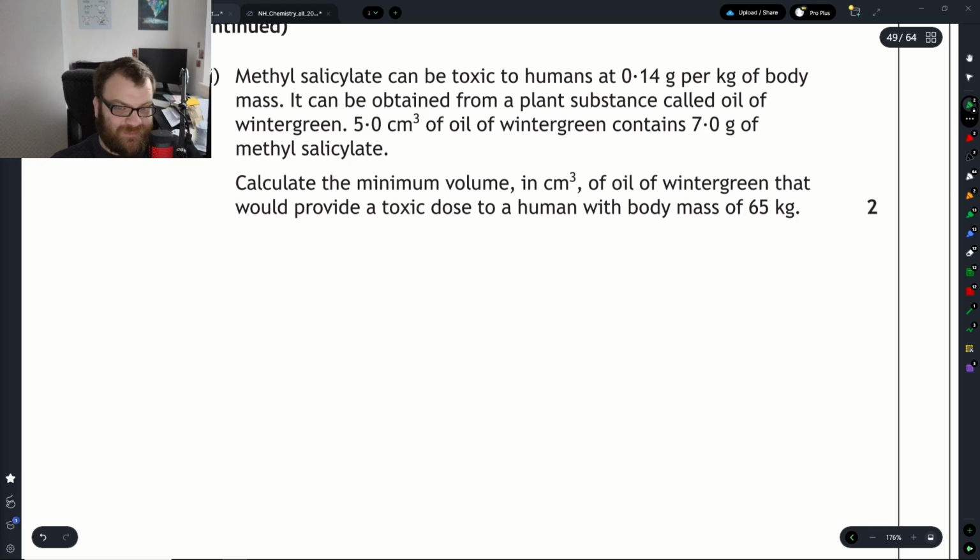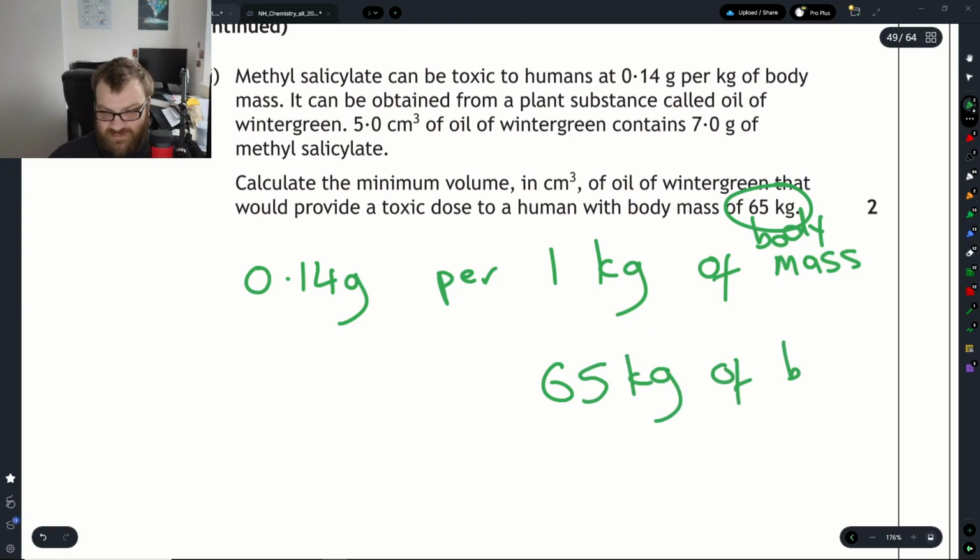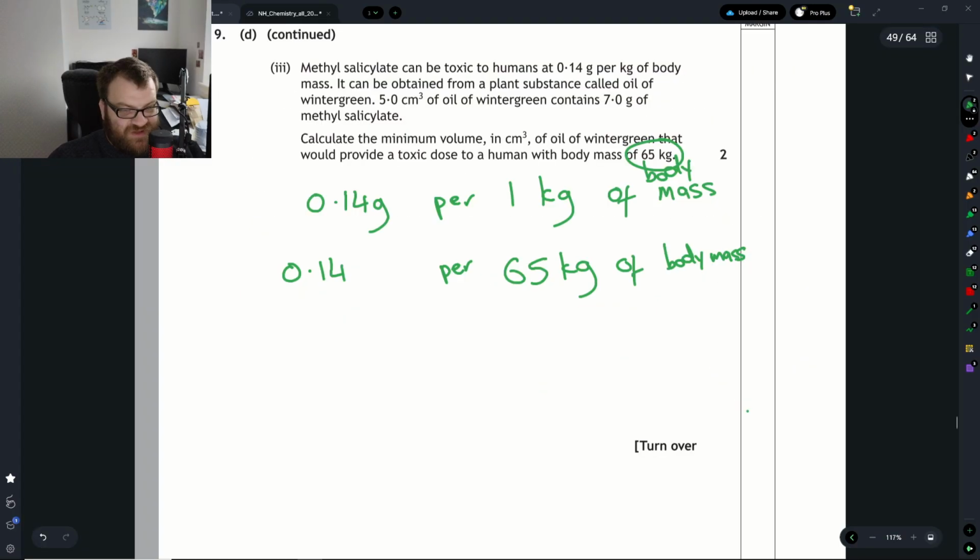Another proportion question. We are told that we have a toxic level of 0.14 grams per 1 kilogram of mass. We are also told that it's 65 kilograms. This means it's going to be 0.14 times 65. That'll give us 9.1 grams as that's the toxic dose.